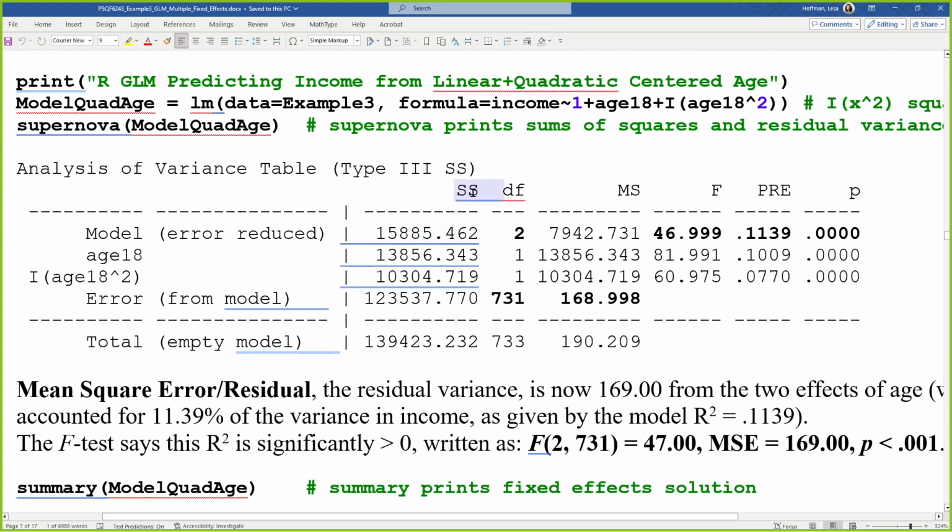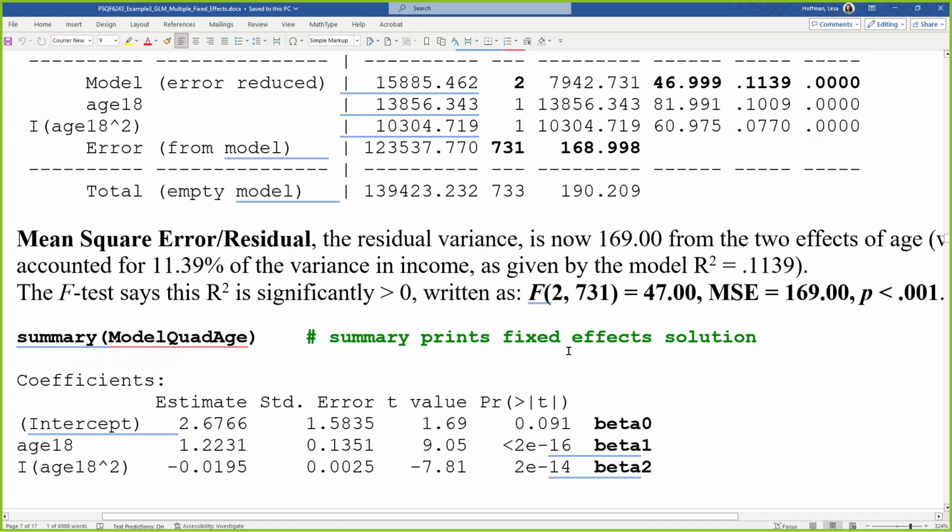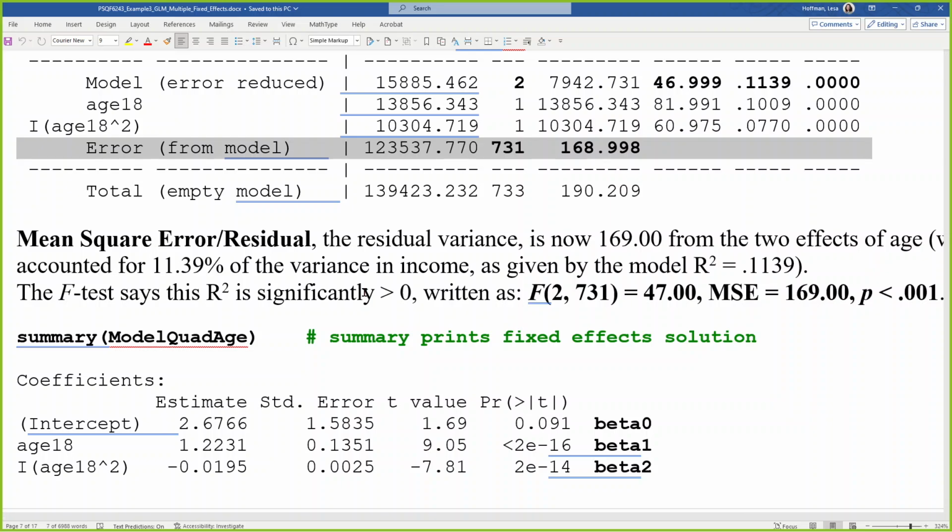So here's what happens. We have model information, error information. Do we want to talk about these, or are you feeling okay with these? No one has an opinion.